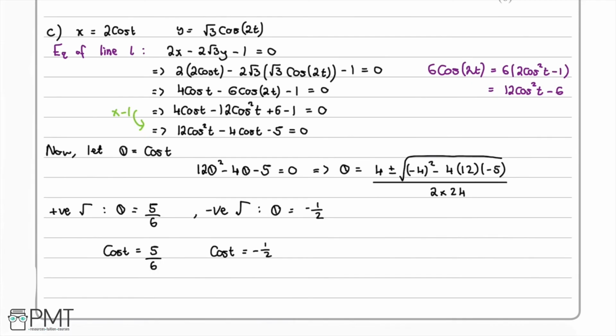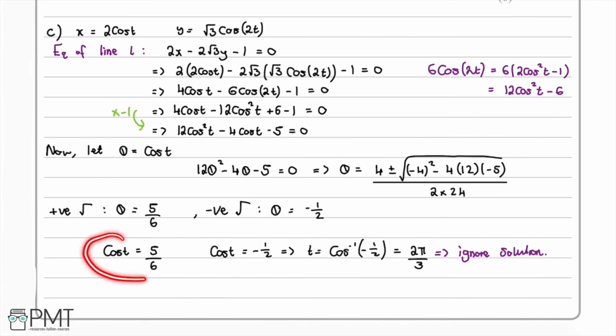Quickly we notice that t is equal to cos negative 1 of negative 1 over 2, and putting this into a calculator, this comes out as 2 pi over 3. But we already know this, so this means that we can ignore this solution. So we'll just write here, ignore solution. From here, we can focus on this term here, cos t is equal to 5 over 6.